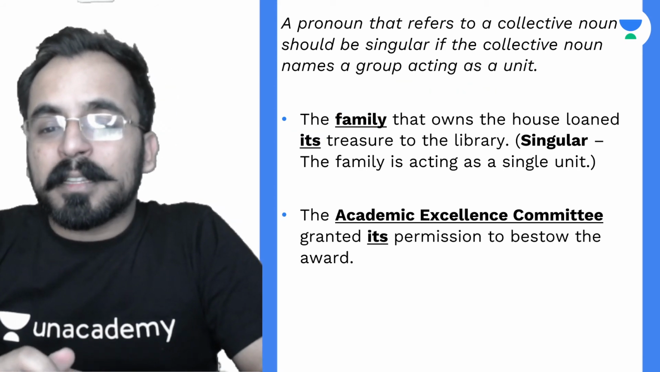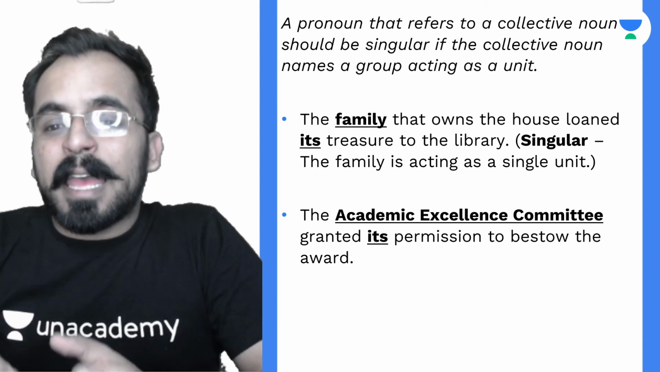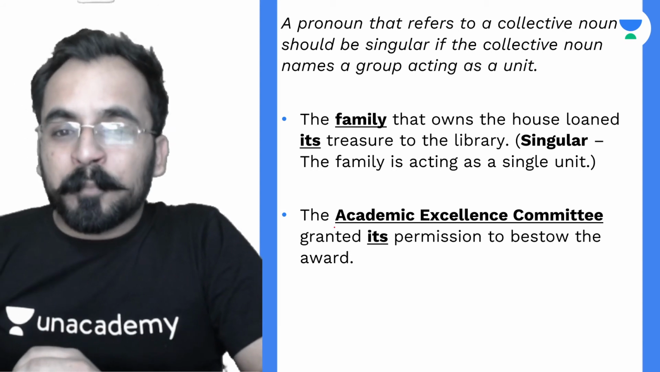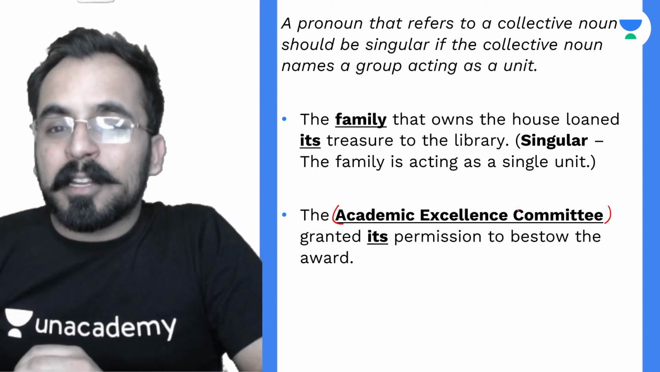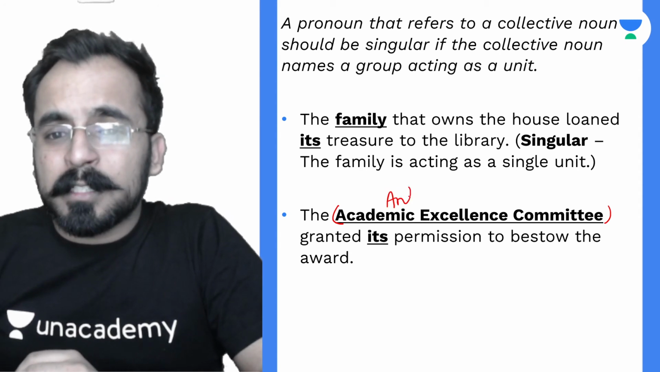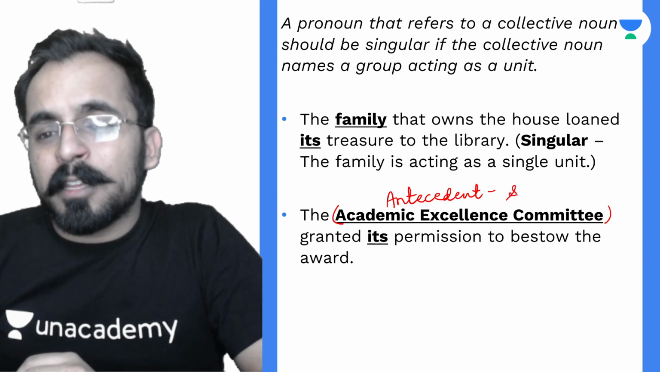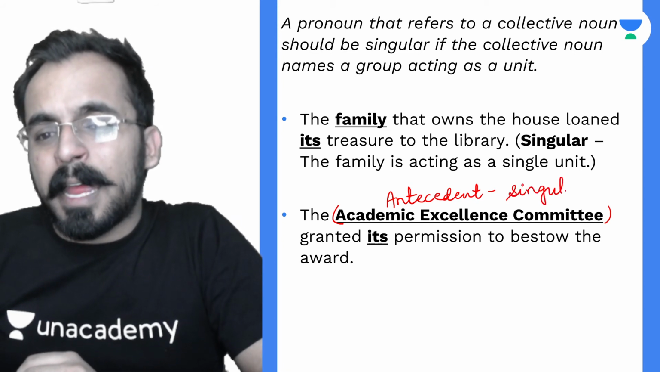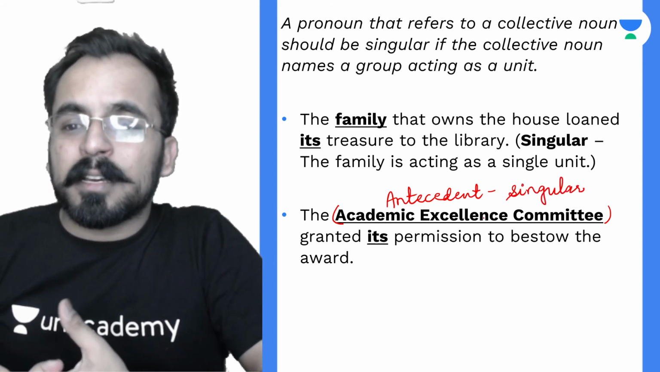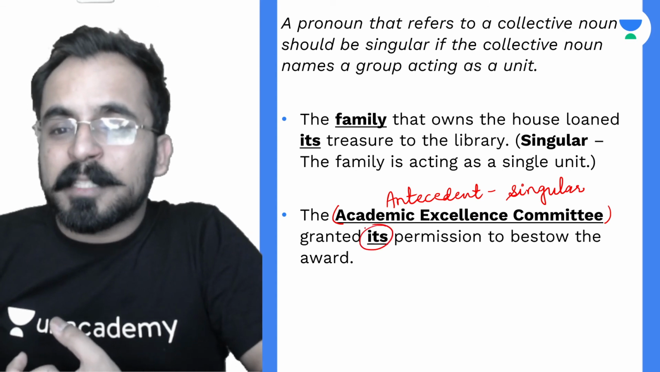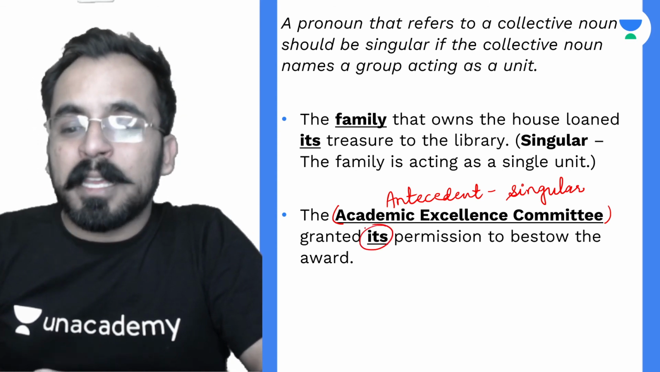Let's talk about the second example, which is the Academic Excellence Committee. The committee acts as a single unit. So this is your antecedent, which would be singular because it is acting as a single unit. A committee granted its permission to bestow the award.